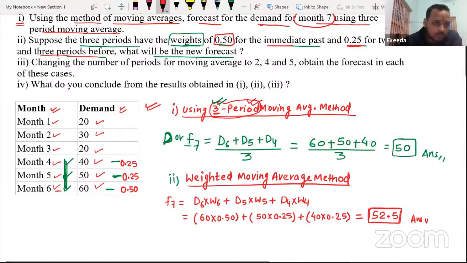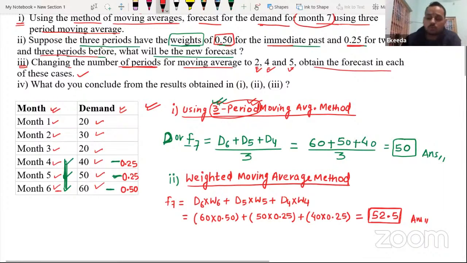Now the third question. It says changing the number of periods for the moving average to 2, 4 and 5. They are saying that instead of a 3 period moving average, if they are using a 2 period, 4 period and 5 period moving average, then obtain the forecast in each of these cases for the seventh month.